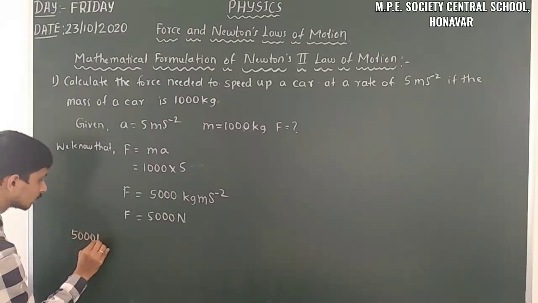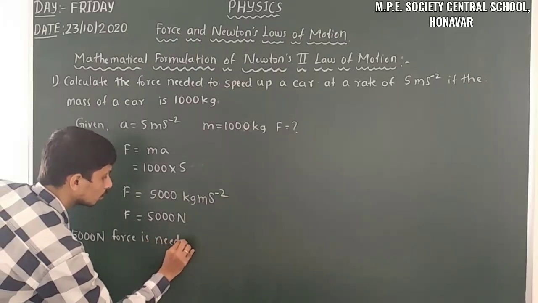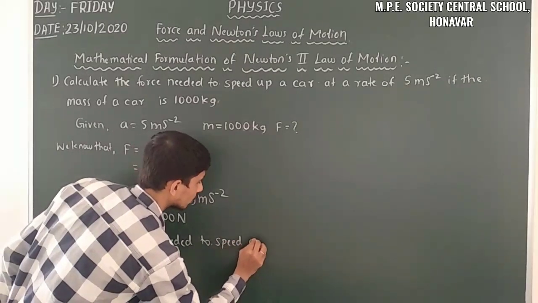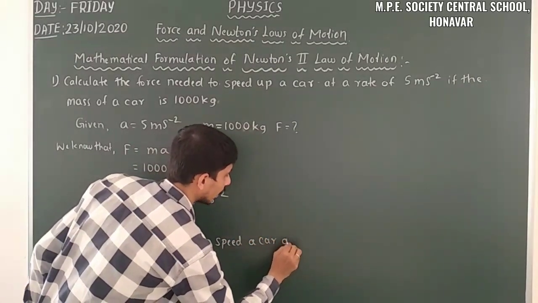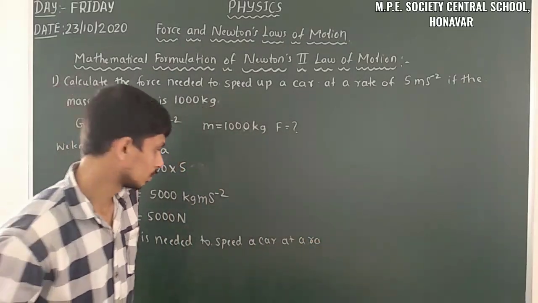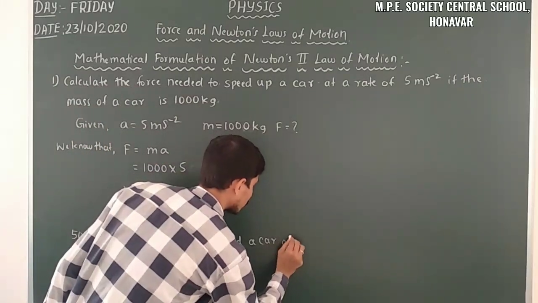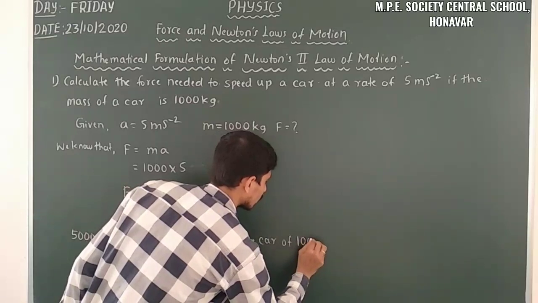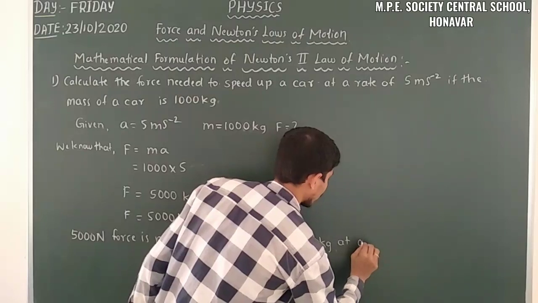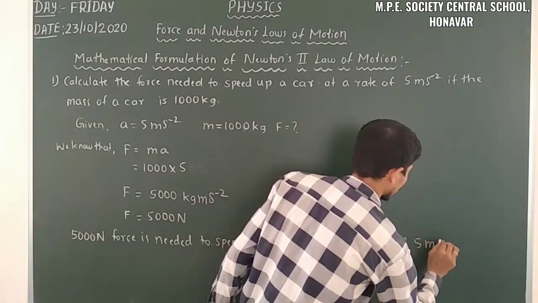5000 Newton force is needed to speed up a car of 1000 kg at a rate of 5 meter per second square.